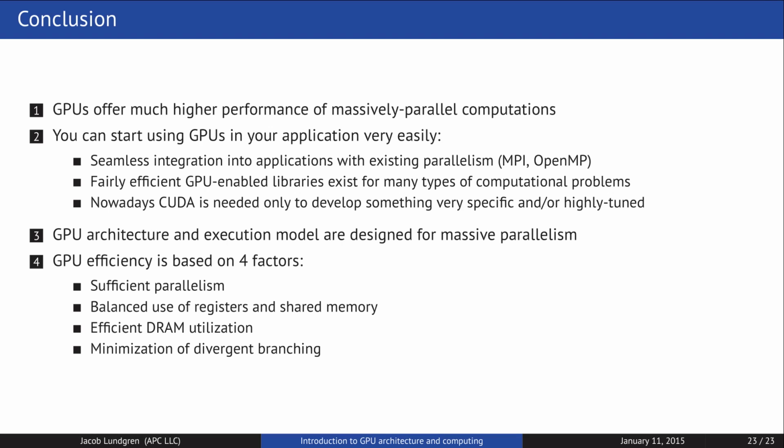First, we need to ascertain sufficient parallelism to make sure that we can actually utilize the entire device. We need to have a balanced use of registers and shared memory, again for the same reason, because we need to be able to utilize the entire device. We also need to have correct DRAM utilization in order to avoid coalescing misses, for example, and having the entire bandwidth. And finally, we need to minimize the amount of divergent branching that our threads are subject to in order to, again, properly utilize the computational power that the GPU grants us.